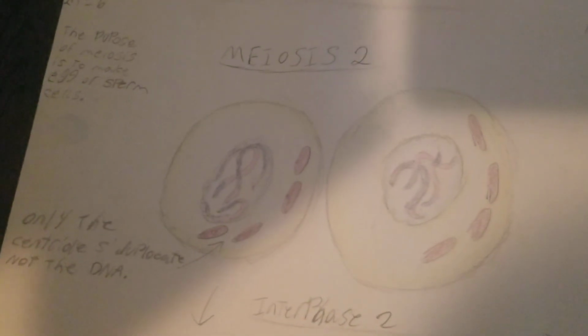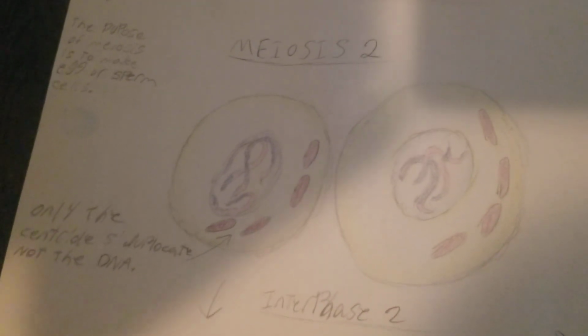In interphase 2, only the centrioles duplicate and not the DNA. Also, spindle fibers are back.